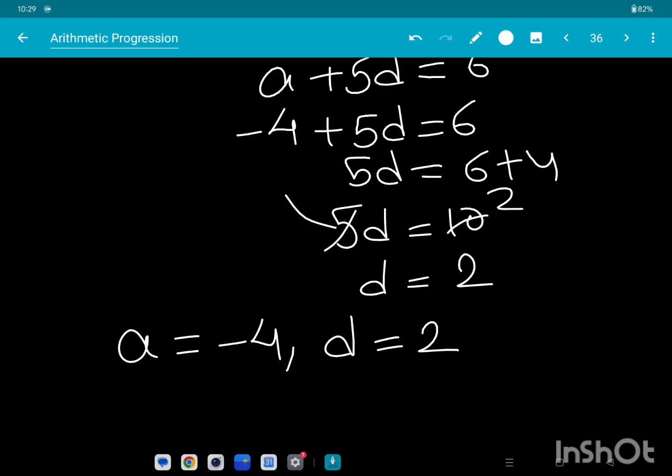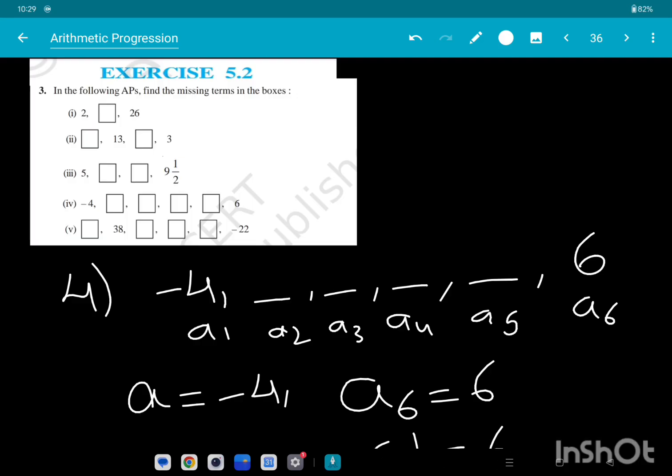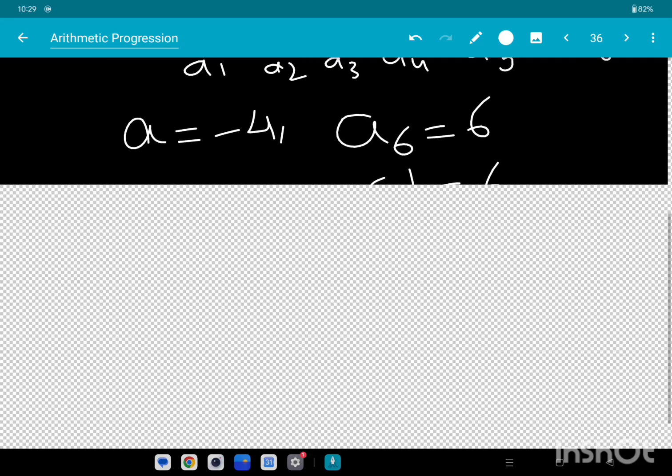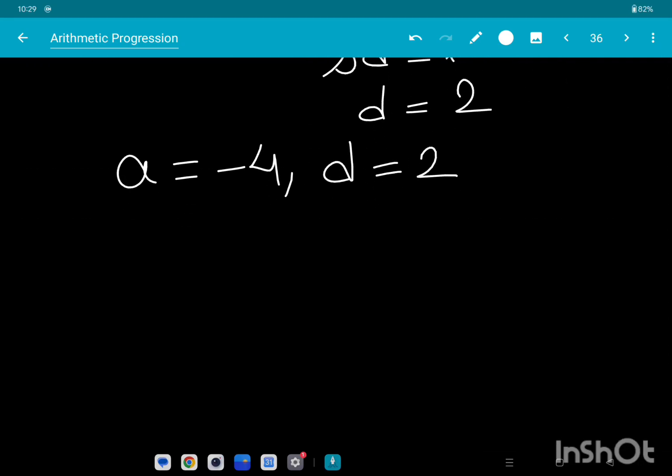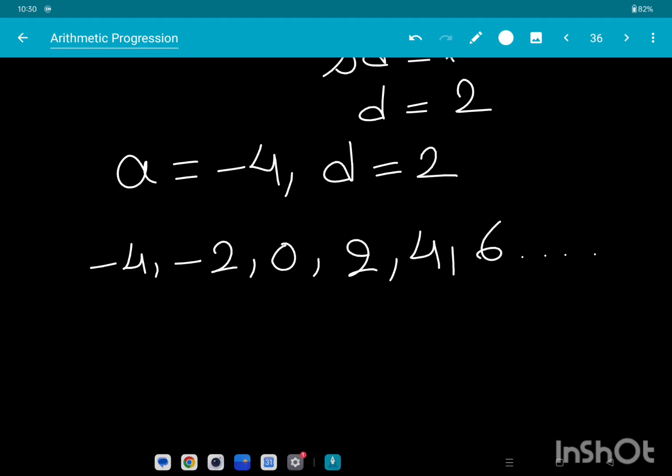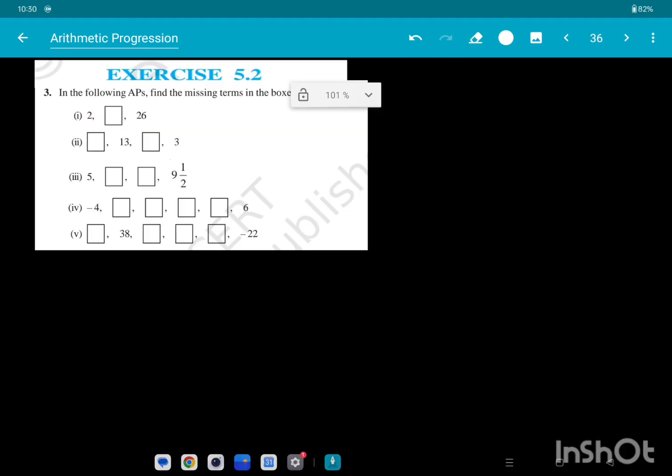Is it easy for me to write the AP? Because I need to find all the terms. So I am writing it in this way. The D value is 2. So I am going to write the AP. Minus 4 is the first one. And if I add plus 2 to this first term, I will get minus 2 and then 0 and then 2, 4, 6 and so on. So these 4 are the middle terms. So it is very easy. If I know the first term and the common difference, then it is very easy to write an AP. So this is the way we will find the AP.